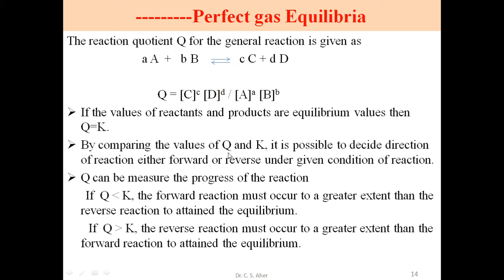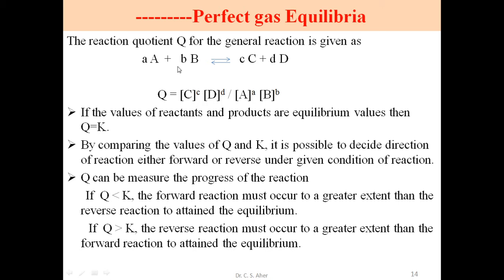By comparing the value of Q and K, it is possible to decide the direction of the reaction, whether the reaction goes in the forward direction or the reverse direction. So Q can measure the progress of the reaction. For example, if Q is less than K, the multiplication of concentrations of products is less than the equilibrium concentration. So in this case, the product concentration must increase.